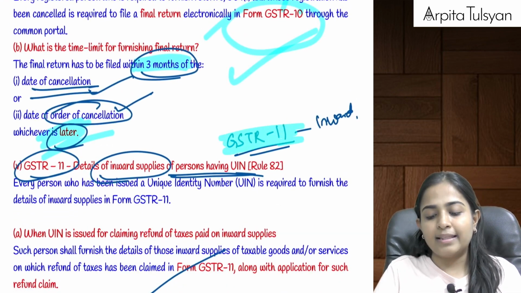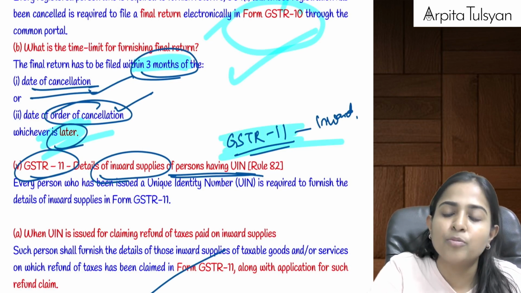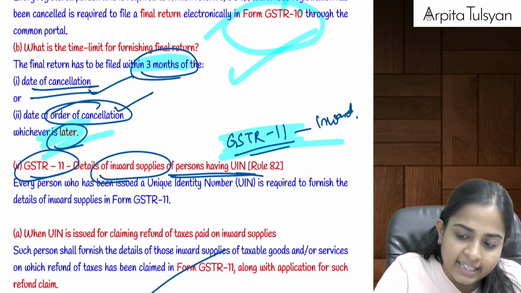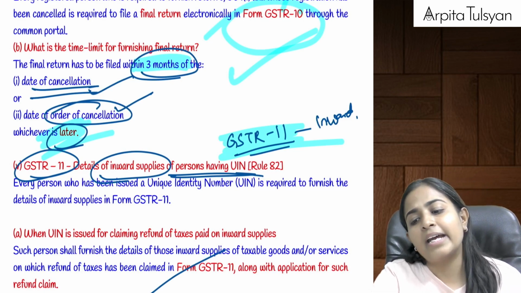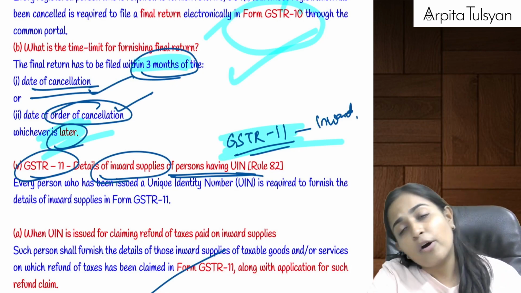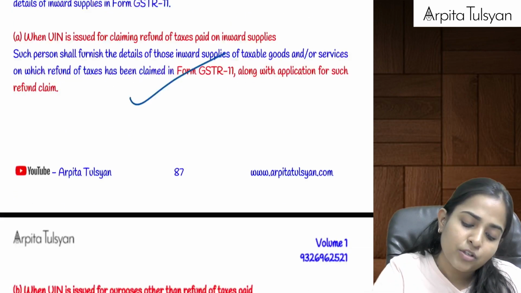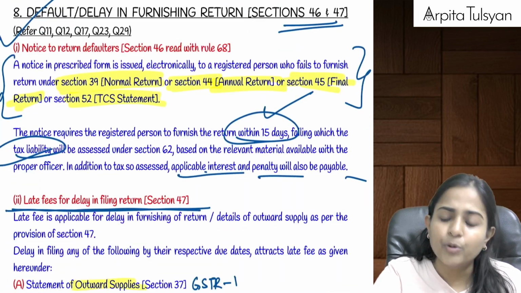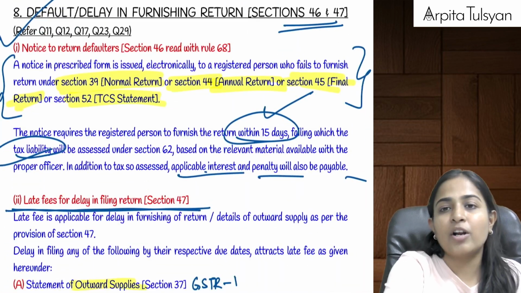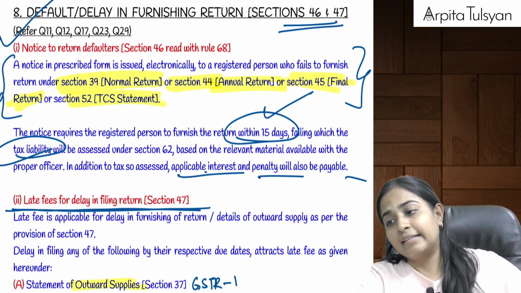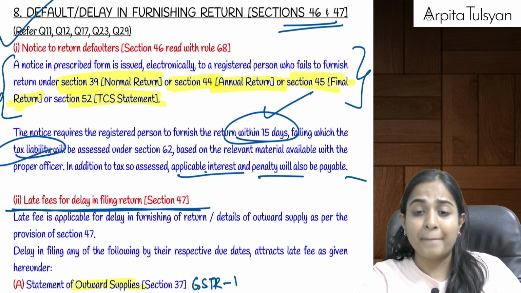And last one, that is your GSTR 11, which needs to be filed by a person who is holding UIN, unique identity number, that is your foreign embassy, etc., if they have done any inward supplies on which they have paid the tax. And now if they want to claim a refund of that, for that they will have to file this GSTR 11. Are you clear with this? Yes, these were your other returns that we had to file apart from the main returns.